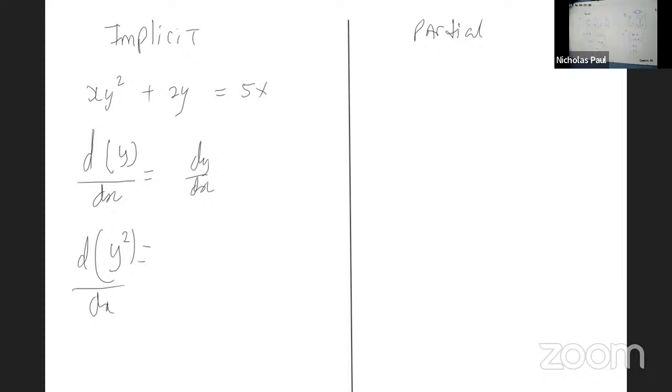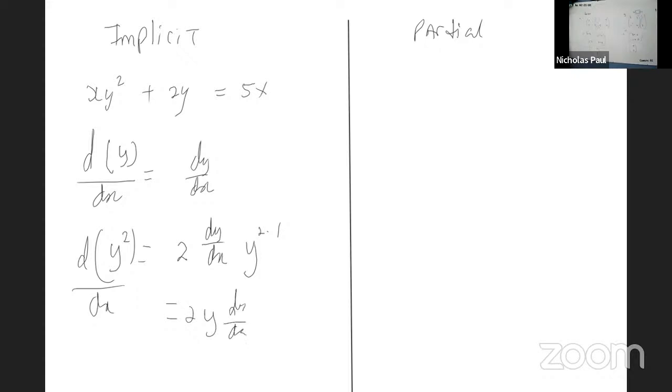So what will be the differential of y squared now? The differential of y squared will be: bring down the power, differentiate the bracket, which is y in this case, so you'll get dy dx, and minus 1 from the power. So you'll be left with 2y dy dx.